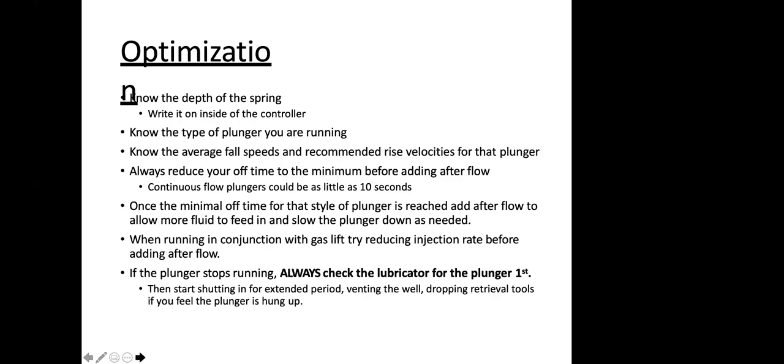Countless times I've been out and the plunger won't run or I can't get it to run. I've tried everything. And I either ask that individual on the phone, have you checked the lubricator to make sure it's not hung at surface? They call me back, it was hung at surface. Or I get out there and it's hung at surface. So make sure you always check to see if the plunger is at surface before you start trying to troubleshoot and do a bunch of extra steps that you don't need to do.